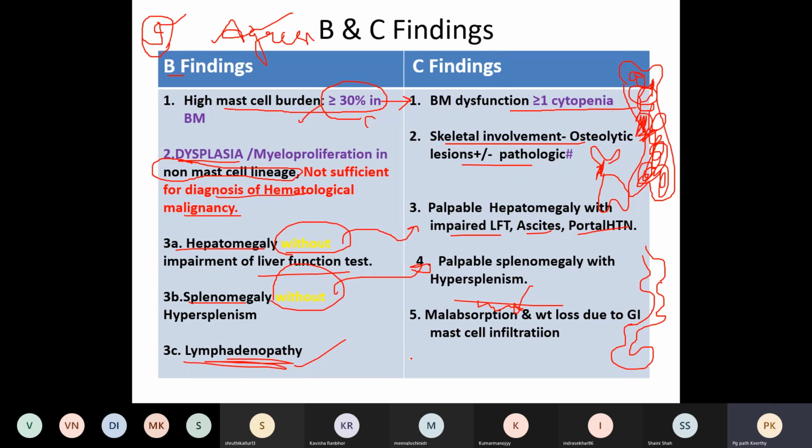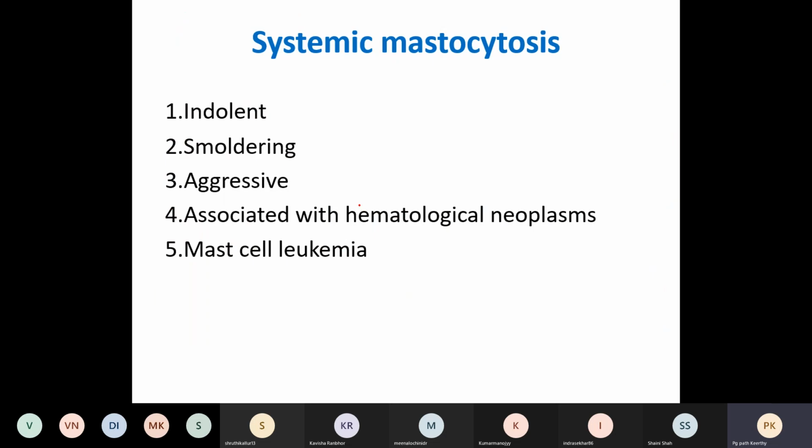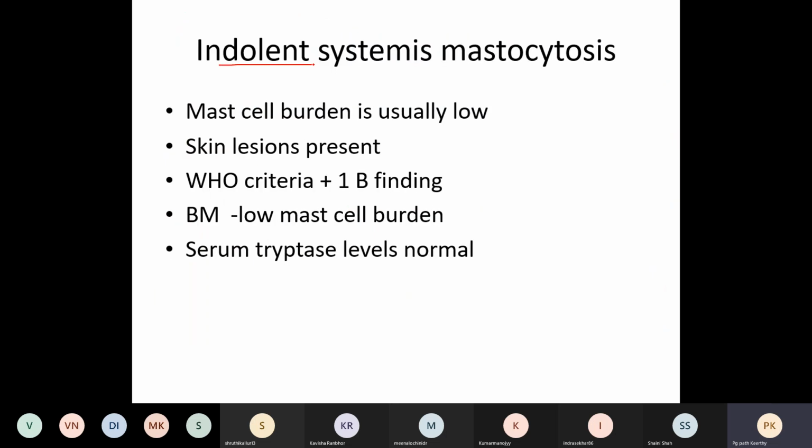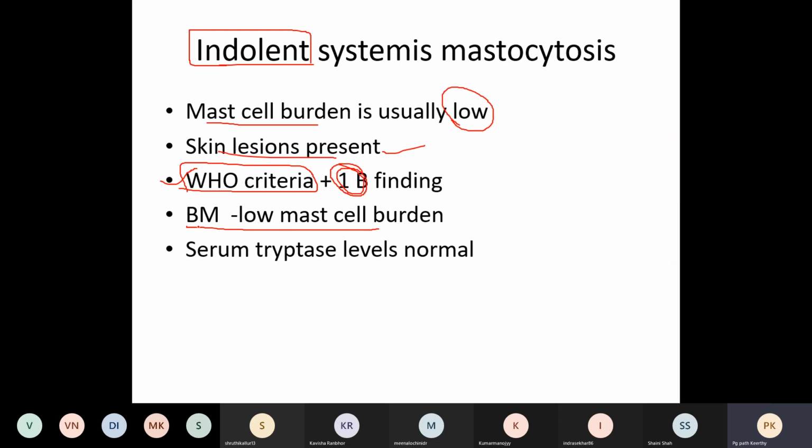Why I have taken so much time is that this is important to classify your systemic mastocytosis. So these are our systemic mastocytosis. Indolent means what? The name itself is telling it is indolent, it's a very innocent guy. So obviously the mast cell burden is supposed to be very low. Skin lesions can be present. So here what you're going to see: first it should fulfill the WHO criteria for systemic mastocytosis, right? Then it should have only one B finding. Okay, that's it. So obviously it has low mast cell burden in the bone marrow when you do a biopsy.